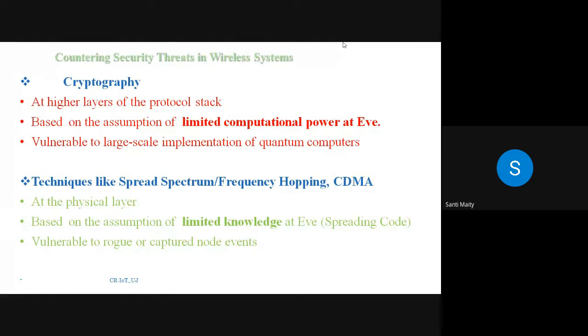On the other hand, those of us with a communication background know that in order to protect military communication, spread spectrum communication was developed: CDMA, frequency hopping, time hopping systems. There, what we assume is that the third party does not know the spreading code. In spread spectrum, a spreading code is used. The knowledge of this code pattern is not available to the third party. The friendly user knows it. So there is limited knowledge about the spreading codes. And it is again vulnerable to a node: if you have high power on that spectrum, you can jam this. But it is in the physical layer.